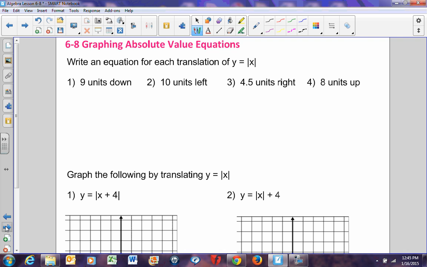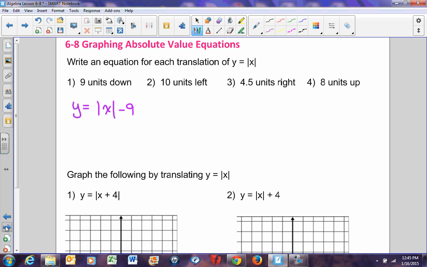Now, applications of this. We can write an equation for each translation. If I gave you y equals the absolute value of x, and I ask you to translate it into an equation, and I tell you, okay, we're going to go 9 units down. If you remember, up and down means the only thing in the absolute value is the variable. Left and right means everything's inside the absolute value. So if I want to go 9 units down, that would be y equals the absolute value of x minus 9, because we're 9 units down.